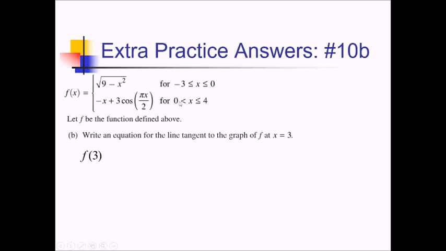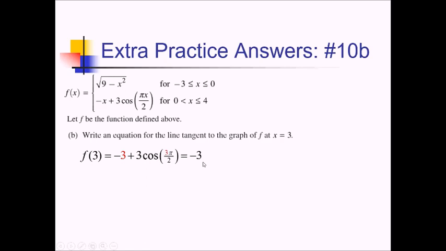3 falls in this second rule here with the cosine. So this is going to be negative 3 plus 3 cosine of 3 pi over 2, which if I want to simplify that, cosine of 3 pi over 2, that's going to be 0 because that's the x value at 270 degrees. So that zeroes out that whole second term, leaving us with just negative 3, which is a little bit nicer to write.